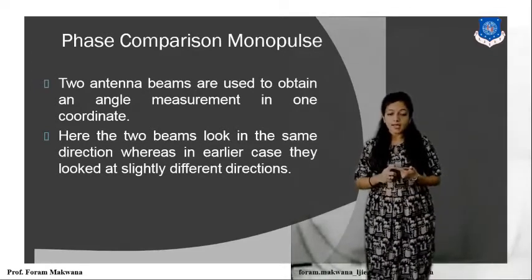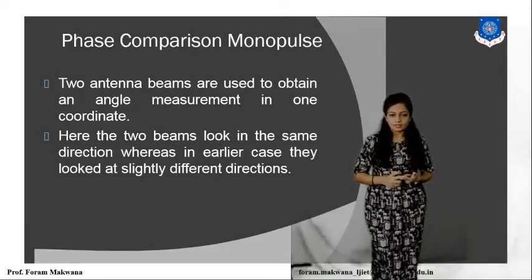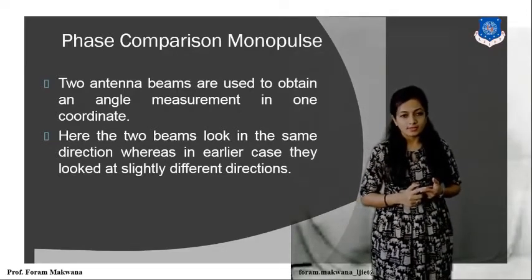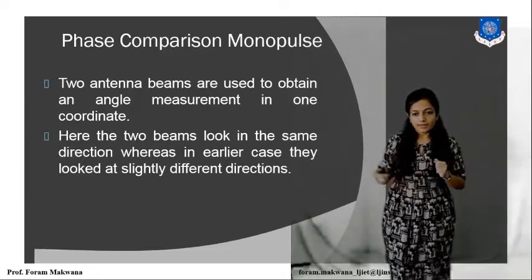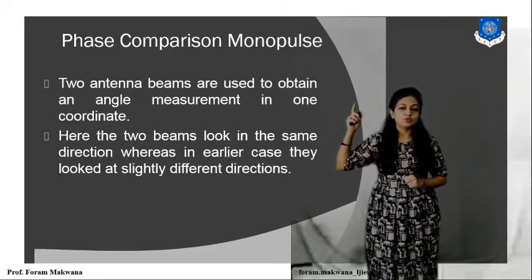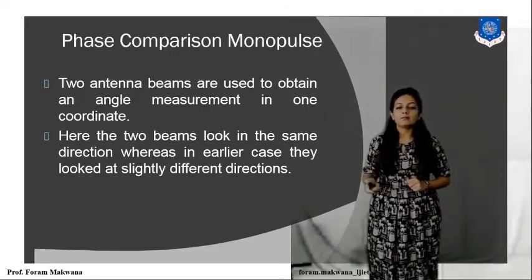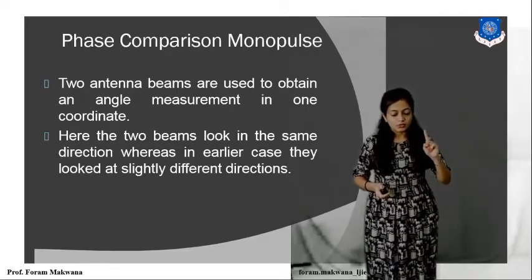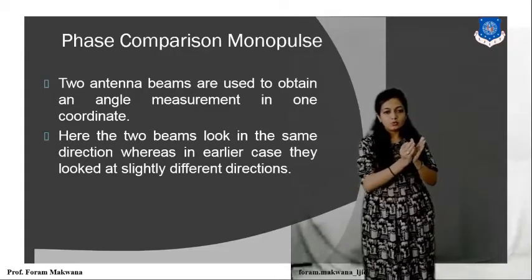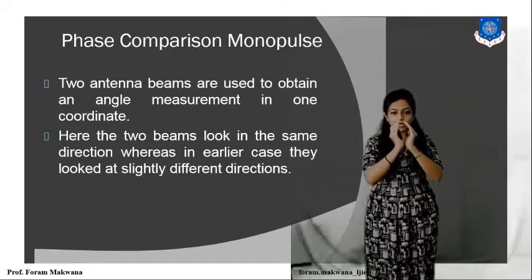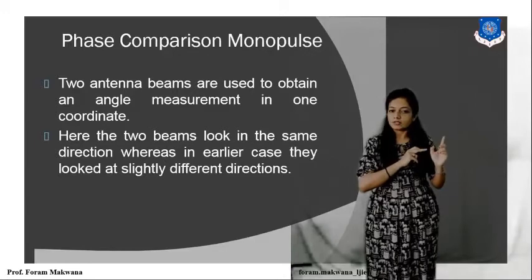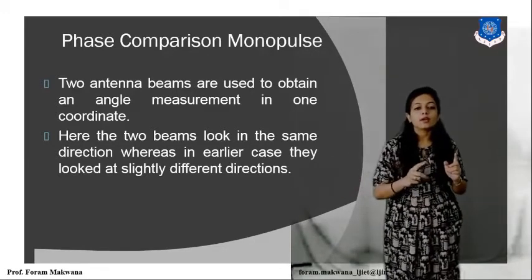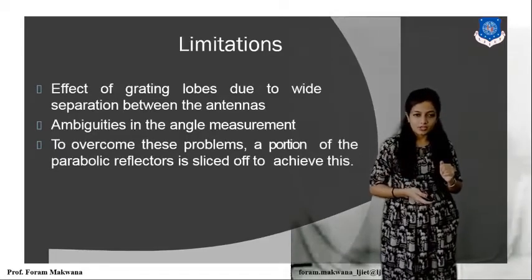As there is an amplitude comparison monopulse, over here the phase comparison monopulse also exists, in which 2 antenna beams are used to obtain the angle measurement in one body. So how we are going to do it is, the 2 beams look in the same direction as in the earlier case, but over here they look in slightly different directions.